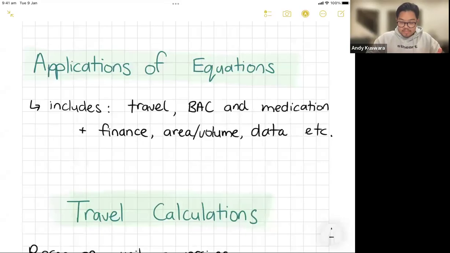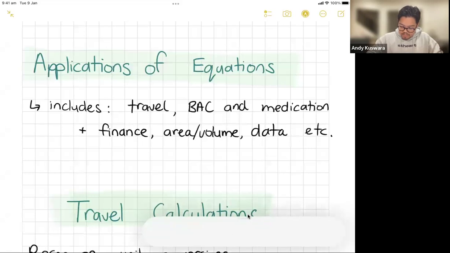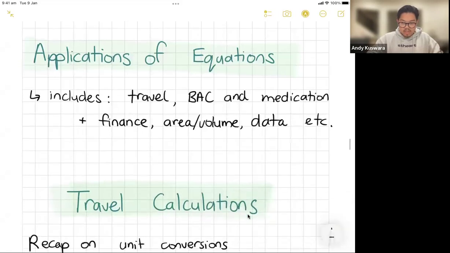All right, let's get to it. We finished all this equation stuff. There's more equation stuff. We're gonna start applying it. Let's talk about travel. We'll talk about blood alcohol concentration, medication. You also use equations in finance, area volume, data, almost every subject. So just prepare yourself. There's a lot of equations and get good at them.